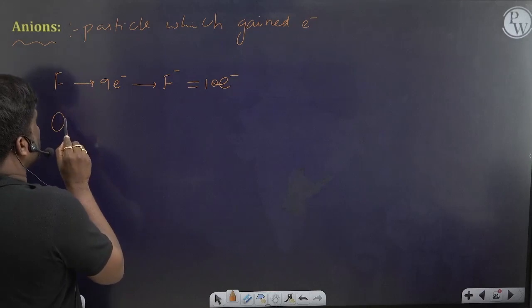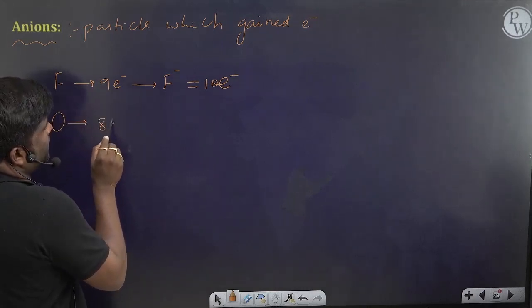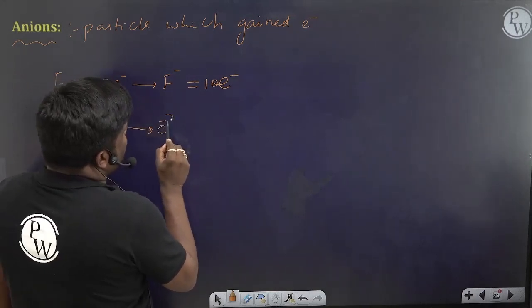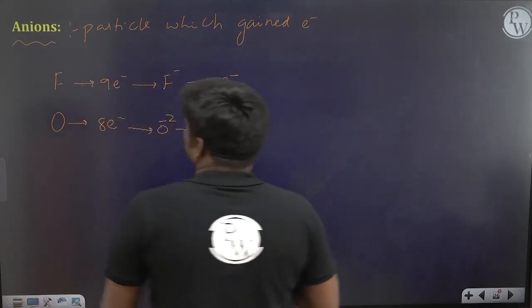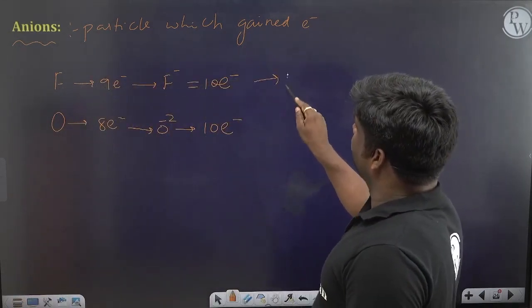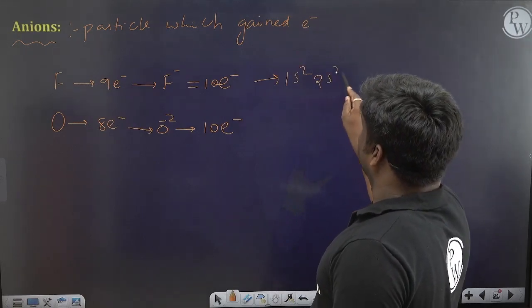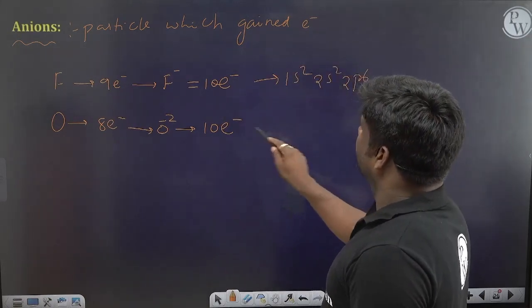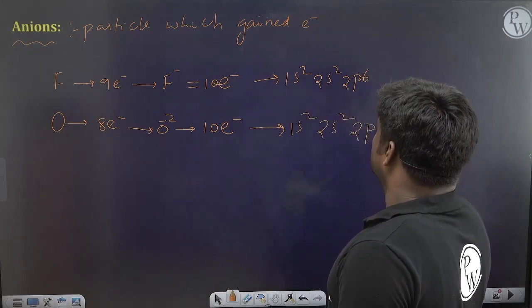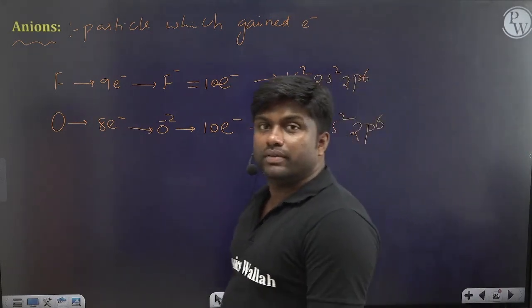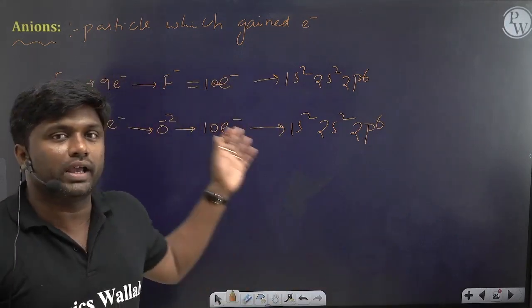Next, for example, oxygen. Oxygen atomic number is 8, 8 electrons are present. O minus 2 means 2 electrons are gained. Again, 10 electrons are present. And we will write its electronic configuration as 1s2, 2s2, 2p6. And this one is also the same, 1s2, 2s2, 2p6 only. So this is how we write the electronic configuration of ions.